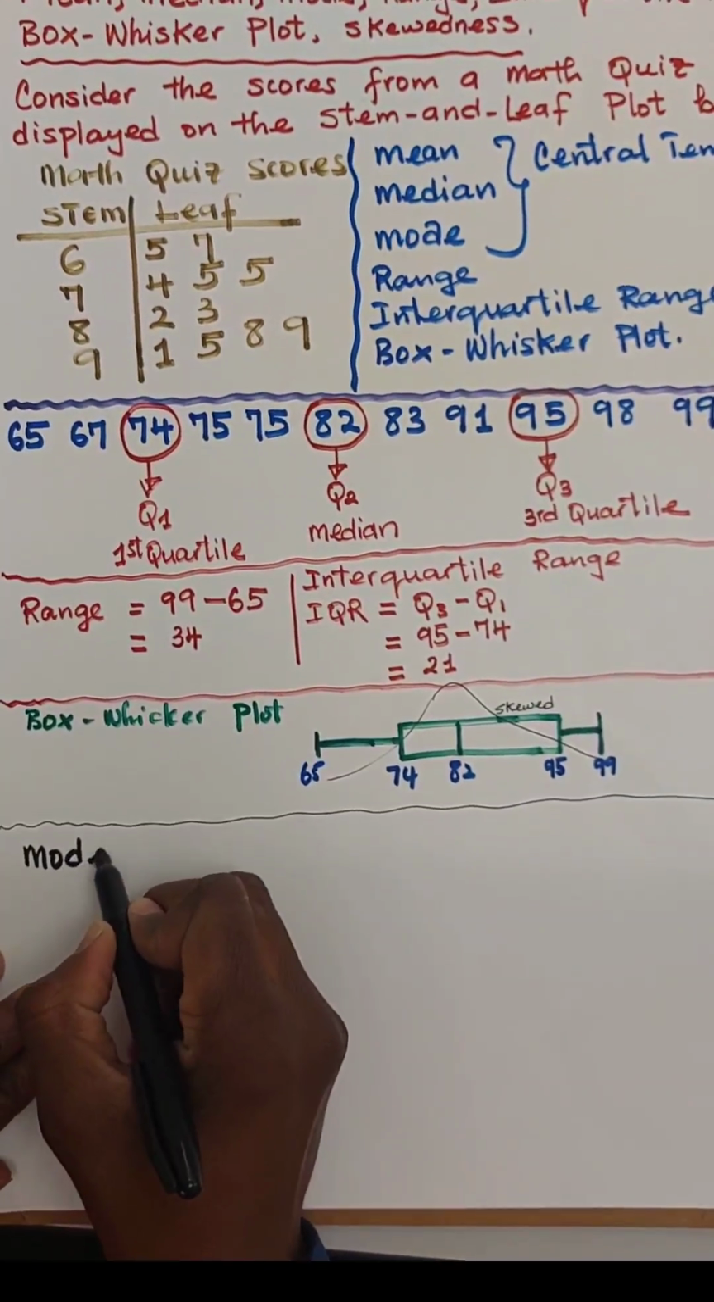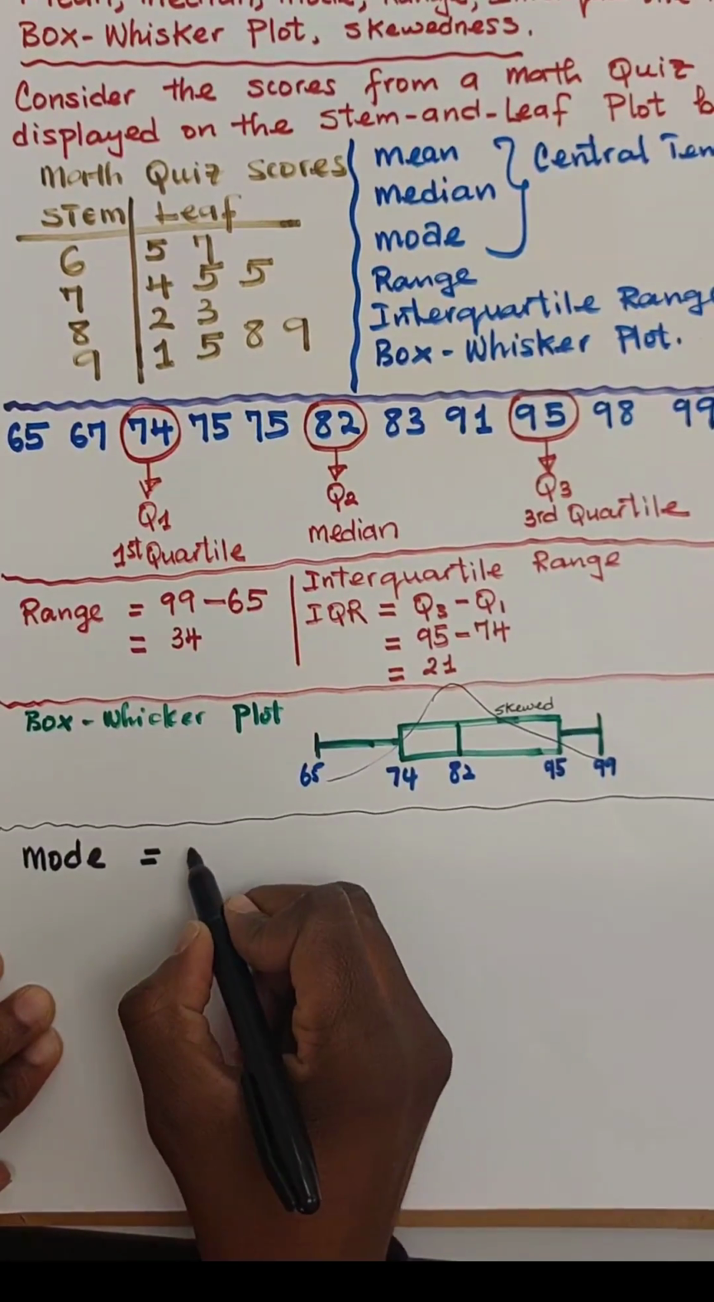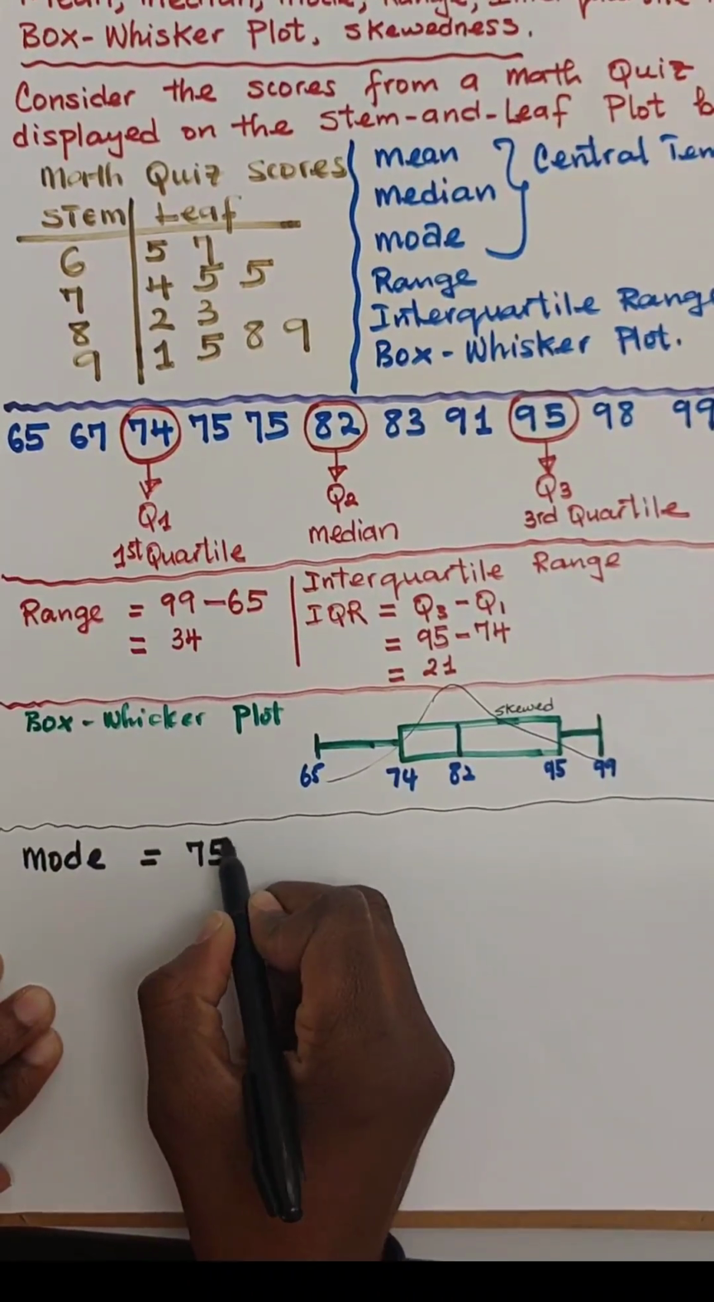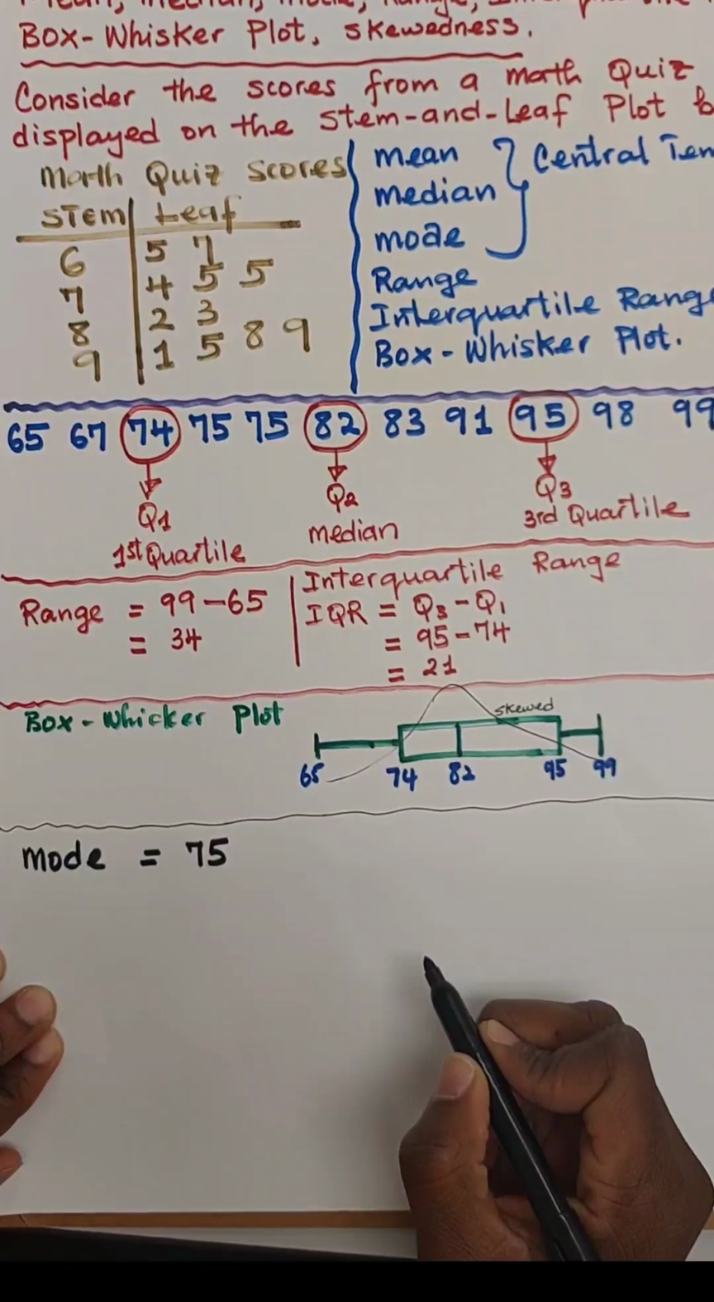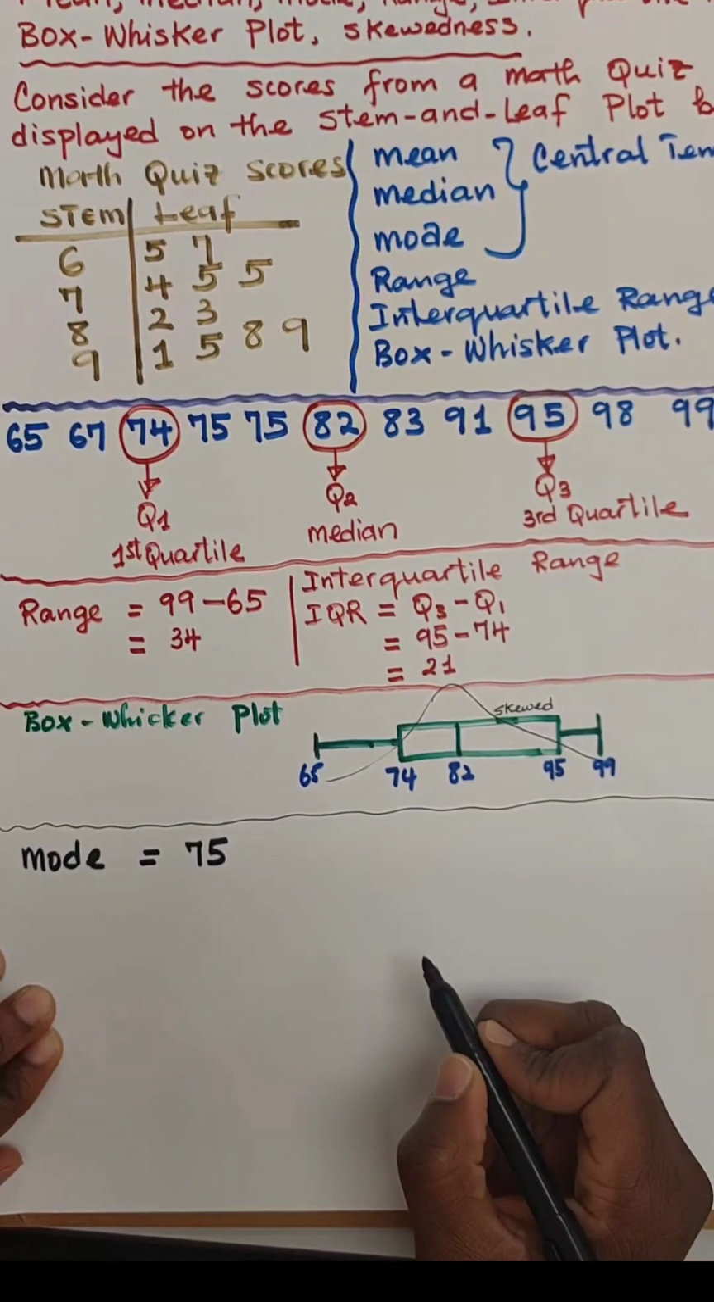And the mode is the number that occurs the most. So the mode is 75 because that score occurs twice. There is no other score that occurs more than twice.